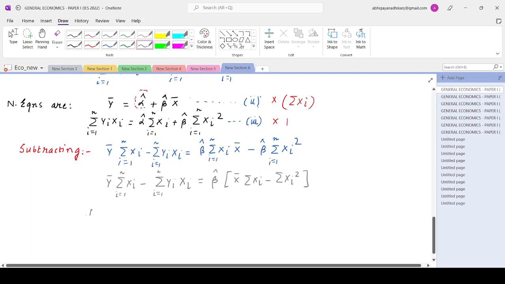So y bar, if you just extend it, is 1 by n summation yi, and we had summation xi. I'm just not writing the summation i running from 1 to n repeatedly. It makes it look more cumbersome, so we can just drop it, not an issue. So this is summation yixi, and this is equal to beta hat, x bar is 1 by n summation xi, and another summation xi over here, so summation xi minus summation xi square. This is what we are getting.